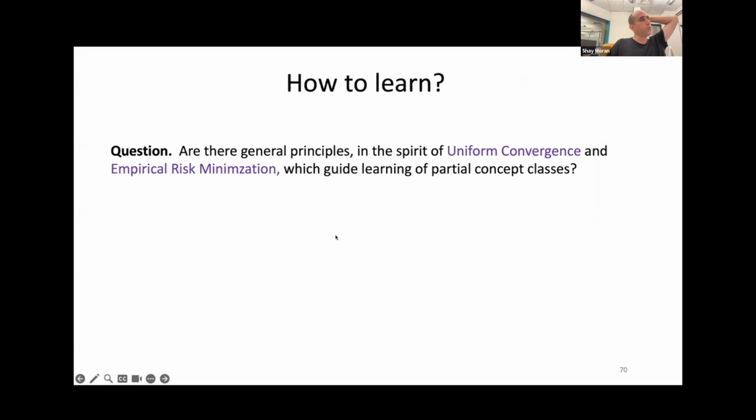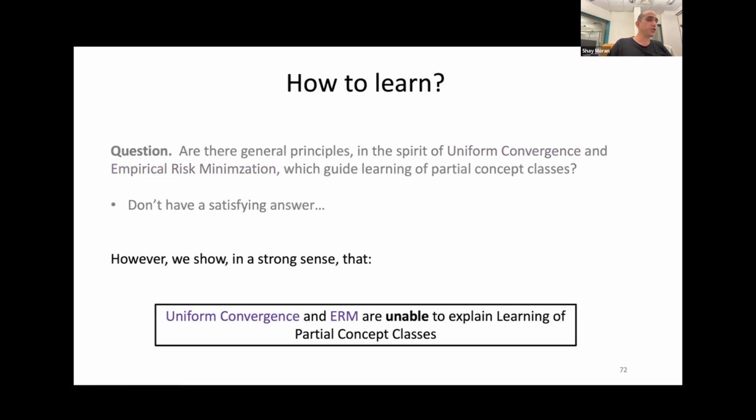Okay, and now we get to the second part of our question. So are there general principles in the spirit of uniform convergence and empirical risk minimization which guide learning of partial classes? So we don't have a satisfying positive answer. We don't know of such principles, but what we can show is that these classical principles of uniform convergence and ERM are certainly not universal. They do not apply to partial classes, right?